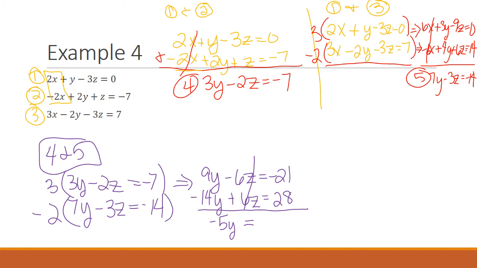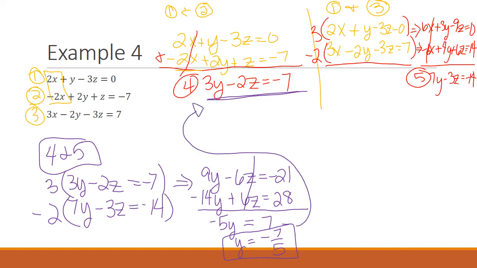y equals negative 21 plus 28 would be 7. And then if we solve for y, we get y equals negative 7 over 5. Okay, so we've got one piece. Now we have to find what's left. So you can go ahead and pick either equation 4 or 5, one of the ones with 2 pieces, so you can find the missing piece. So I'm going to plug that back into number 4.